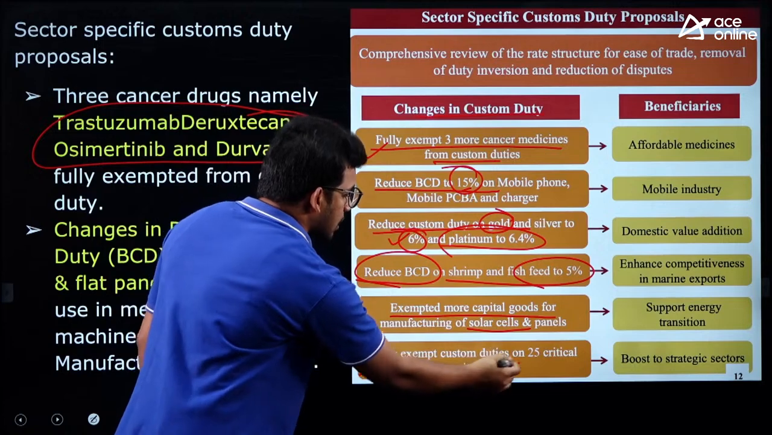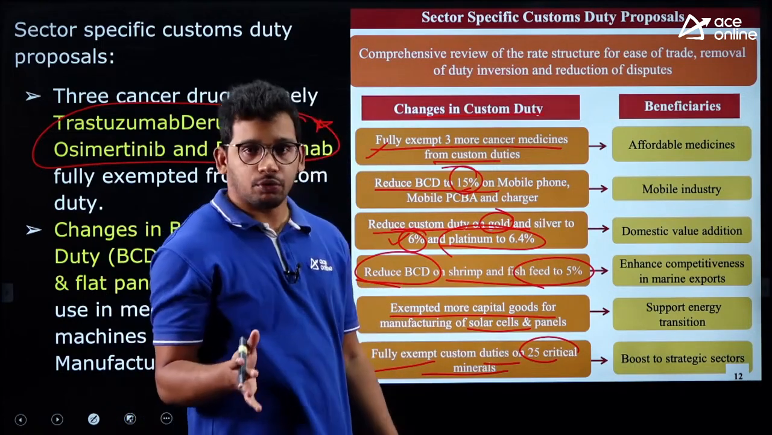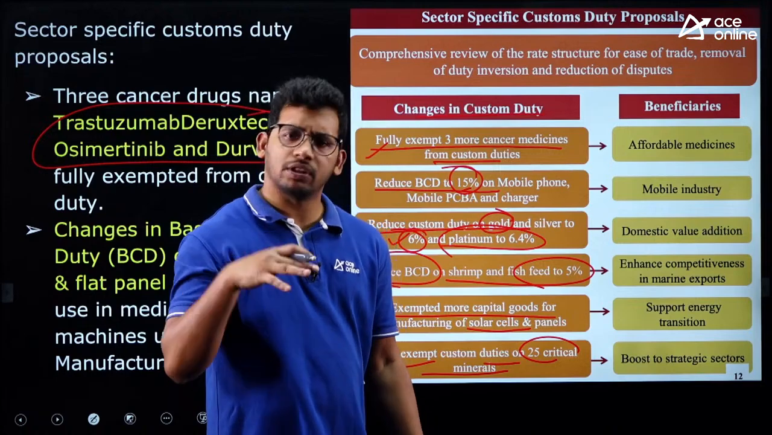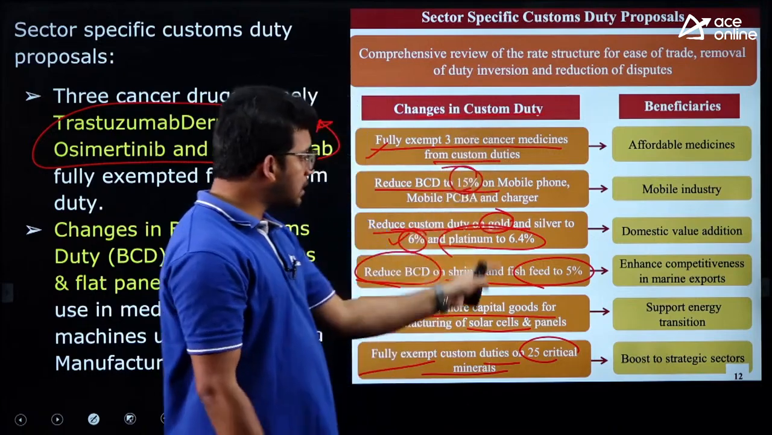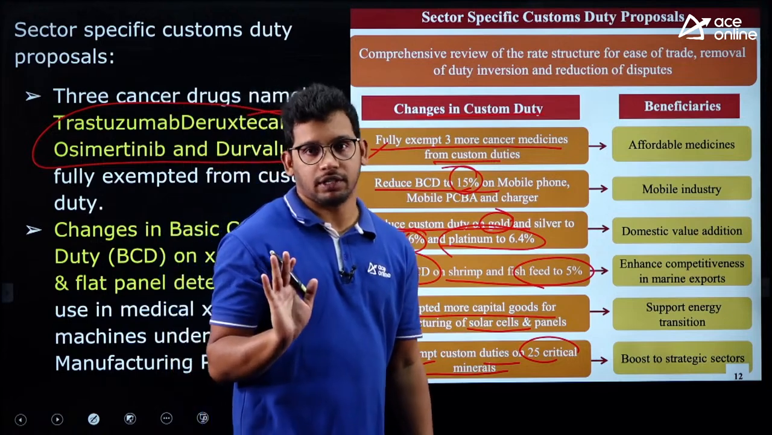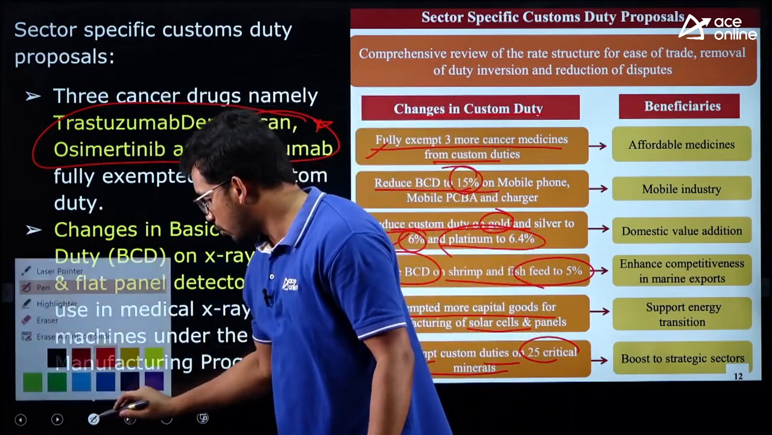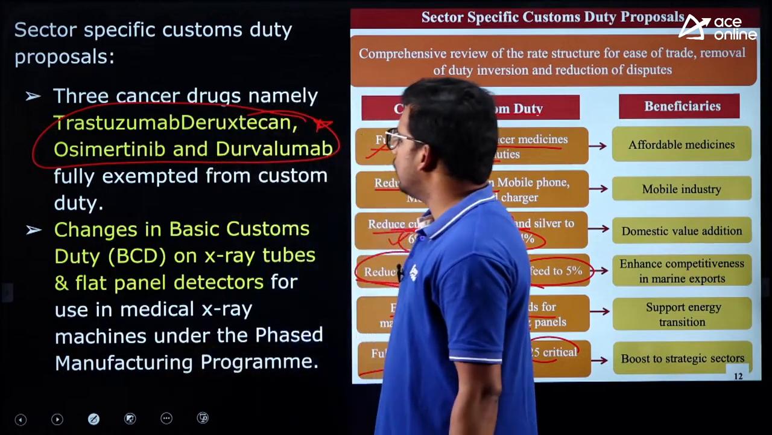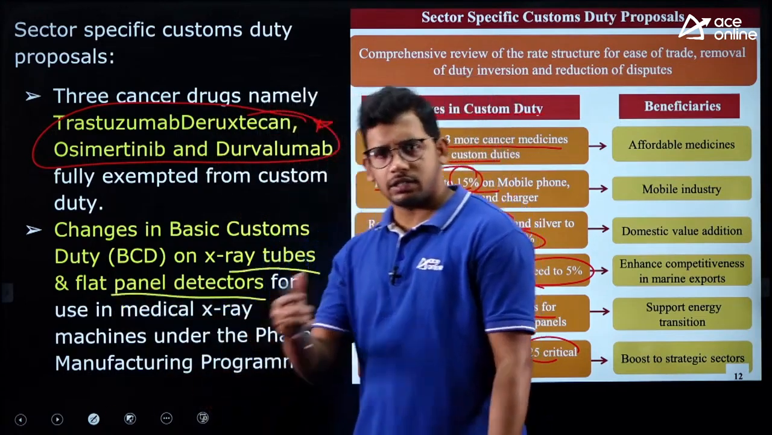Fully exempt custom duties on 25 critical minerals. There are custom duties on a lot of critical minerals, but now they are required for our economy. That is why they have fully exempted them. All these exemptions are very important in your exam. Custom duties you have to remember. What taxation policies government has brought, right. Next one, X-ray tubes, flat panel detectors of X-rays.